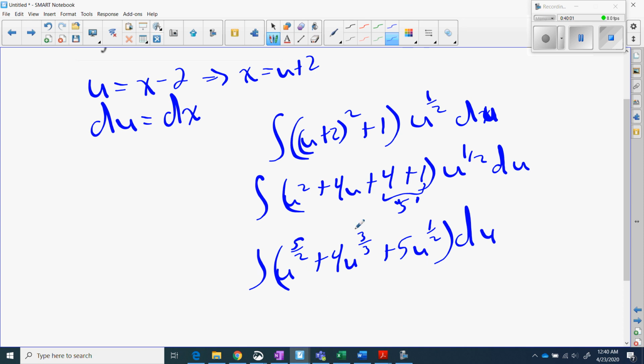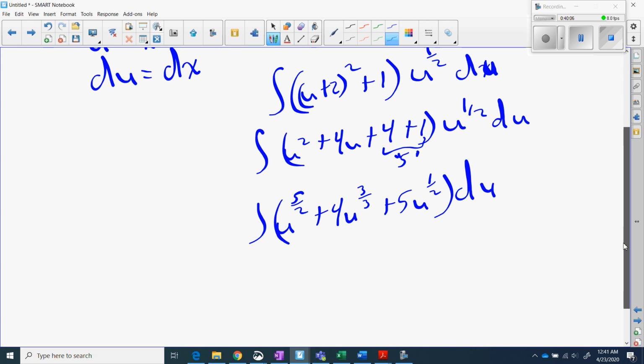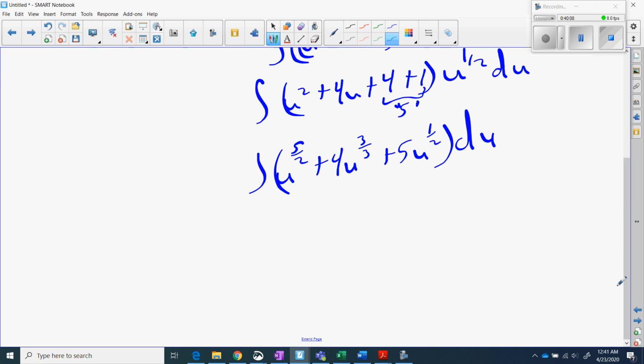So now I just have 3 power rules to undo. So anytime I can manage to turn what I had in the beginning into a series of terms added, subtracted, raised to numerical exponents, you have accomplished your goal of simplifying things. Add 1, you're going to be at 7 halves. I'm going to do the antiderivative now.